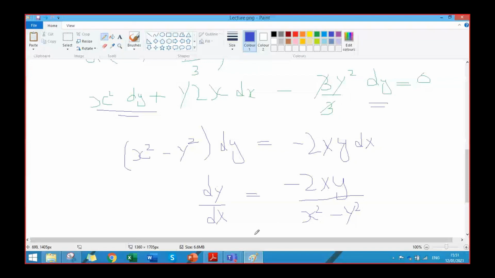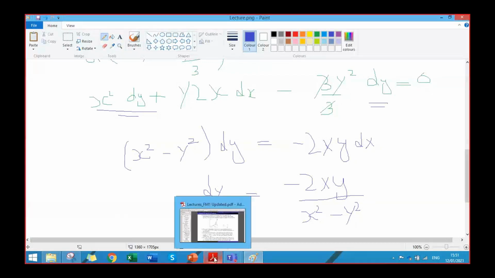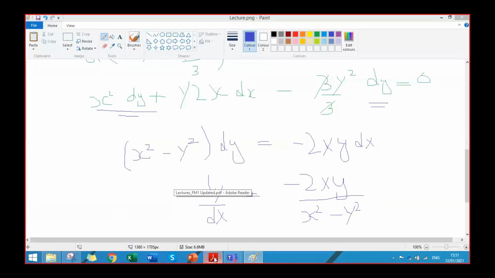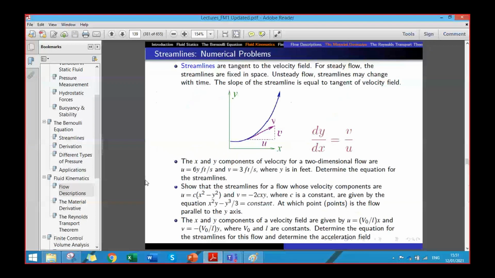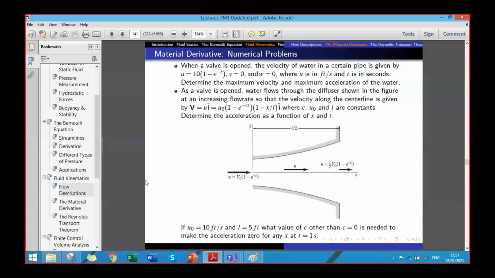Yes, sir. So there are a few more problems on the slides. I have shared them with you. You can solve those problems. If you have any question, you can discuss them in the next lecture as well. These are another set of problems, and you can solve these. They are not very difficult if you are versed with the concepts of the material derivative. If you know the material derivative in detail, you can just solve these problems.